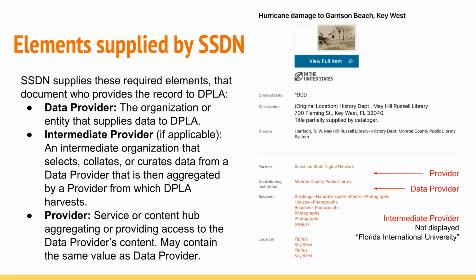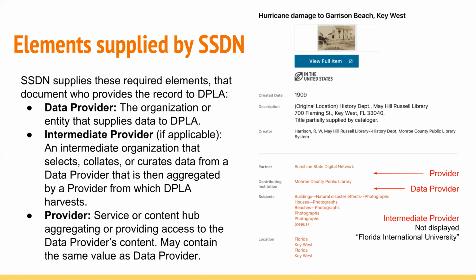There are certain elements that are automatically supplied by SSDN. SSDN supplies required elements such as the data provider. This is the organization or the entity that supplies the data to DPLA. Your intermediate provider, if applicable, is an intermediate organization that selects, collates, and curates data from a data provider that is then aggregated by a provider from which DPLA harvests. And the provider would be your service or content hub aggregating or providing access to the data provider's content, and it may contain the same value as the data provider.